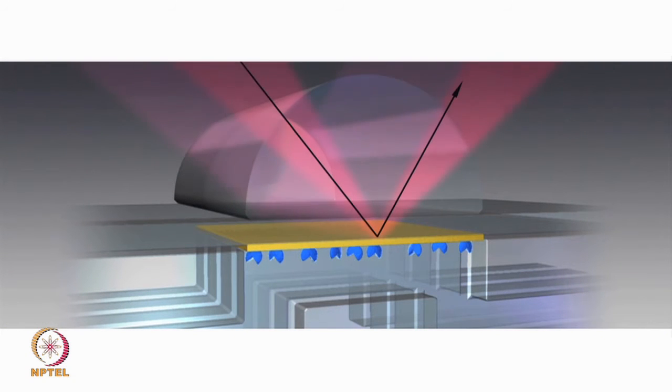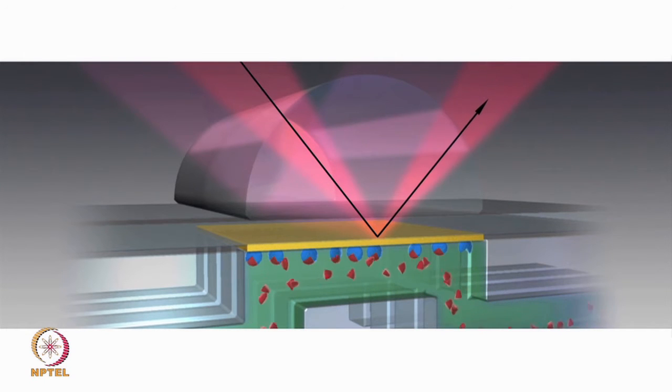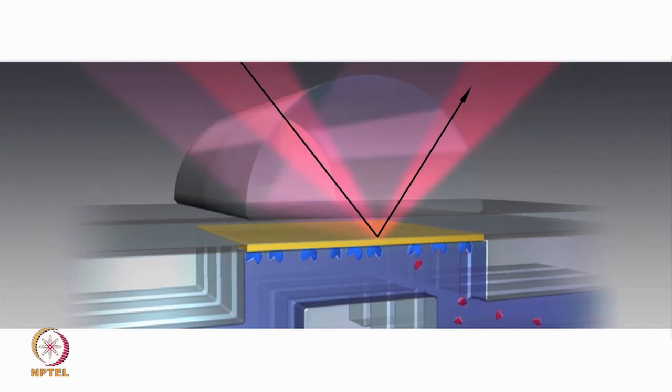BIACORE uses the phenomenon of surface plasmon resonance to detect biomolecular interactions as they happen. SPR causes a reduction in the intensity of light reflected at a specific angle from the glass side of the sensor surface. As molecules bind to the sensor surface, the refractive index close to the surface changes, altering the angle of minimum reflected intensity. The change in SPR angle is proportional to the mass of material bound.